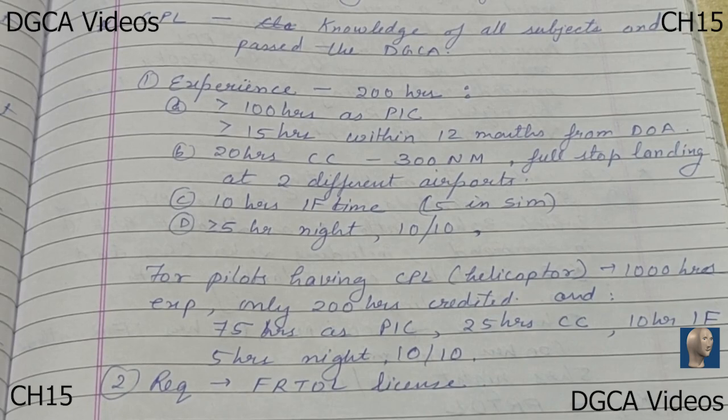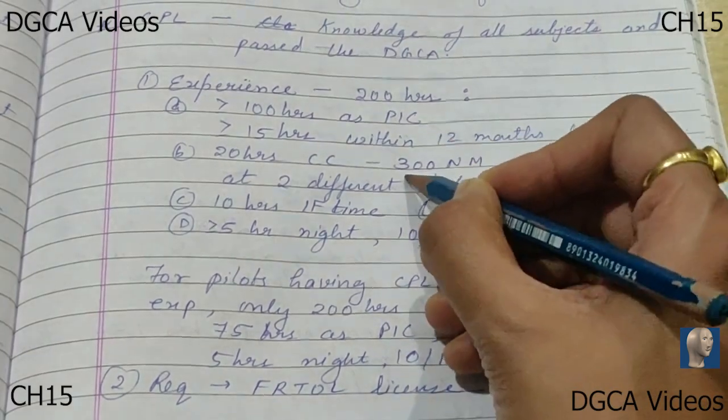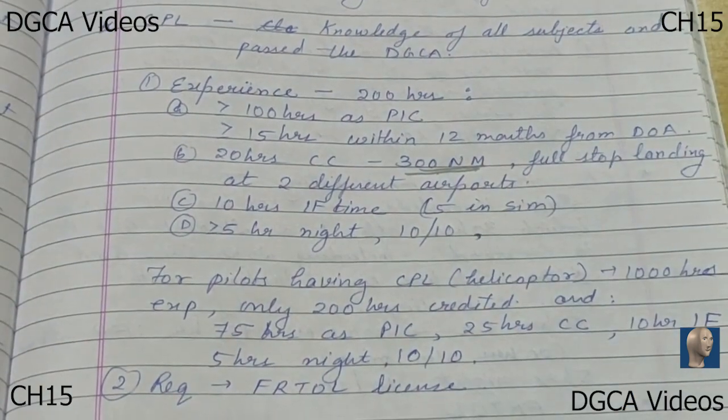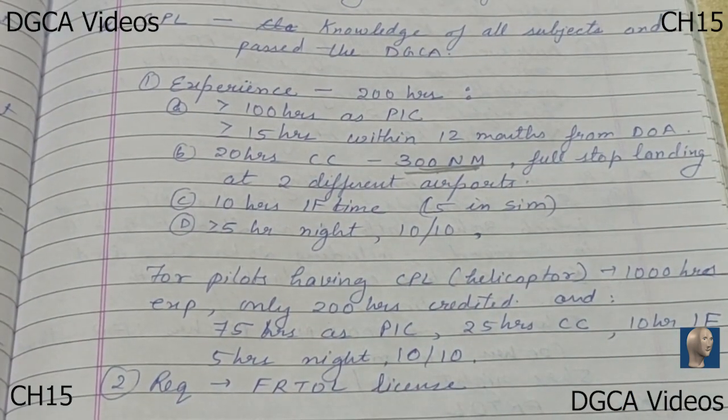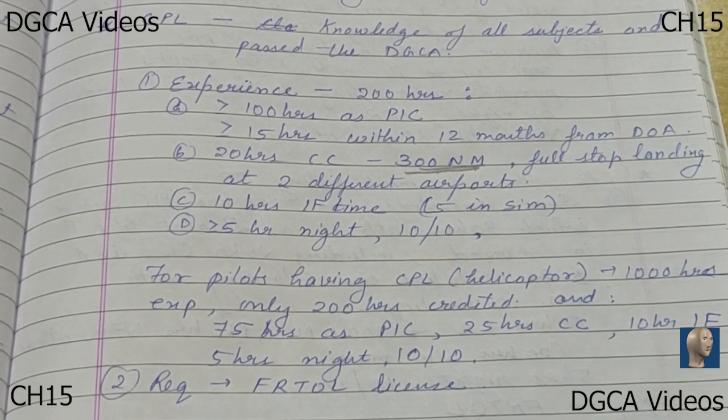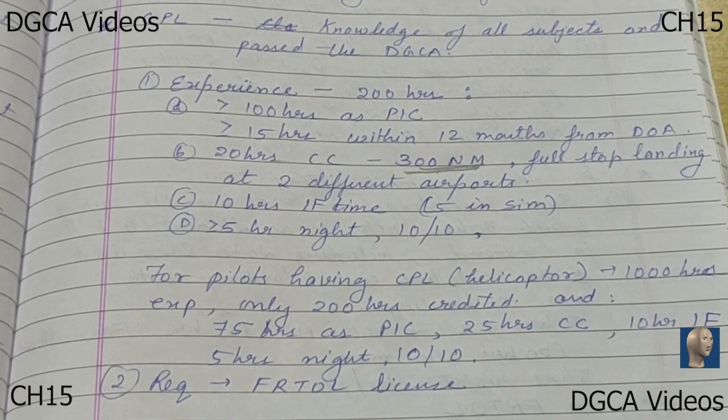Then the next thing is 20 hours of cross-country flight, and here the range is 300 nautical miles. This is double that of the private pilot license, and a full stop landing should be done at 2 different airports. This is really important. The whole CPL thing is actually important. Just make note of it and read this very carefully.